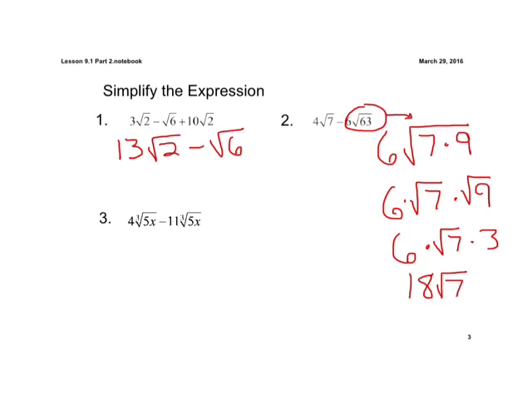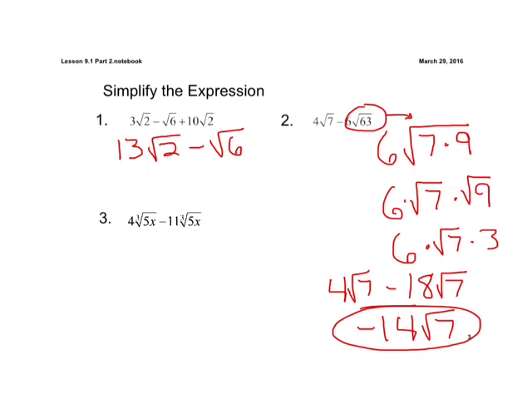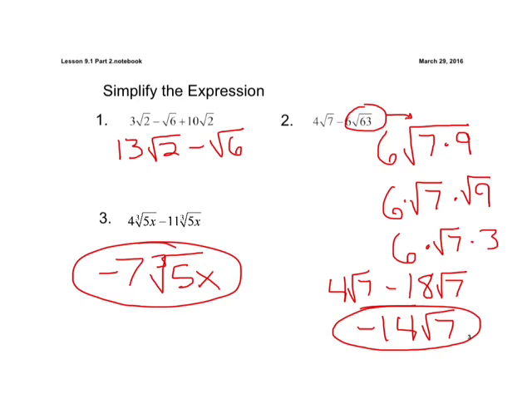Now let's work back with that left side. We have 4 square root of 7 minus 18 square root of 7. We have the same radicand, same index, so we can combine, subtract our like terms. So 4 minus 18 is negative 14 square root 7. Okay, and we have our simplified answer there. All right, number 3. We have the same index. Our index is 3. We have our same radicand. Our radicand is 5x. So let's just subtract like terms. 4 minus 11, we get a negative 7. And we have our cube root of 5x. Okay, so the core concept there is we can just add and subtract our like terms when we have the same index and the same radicand.